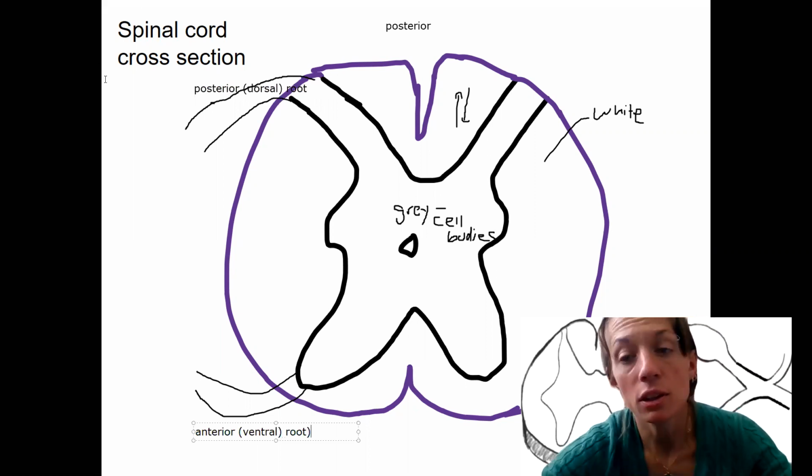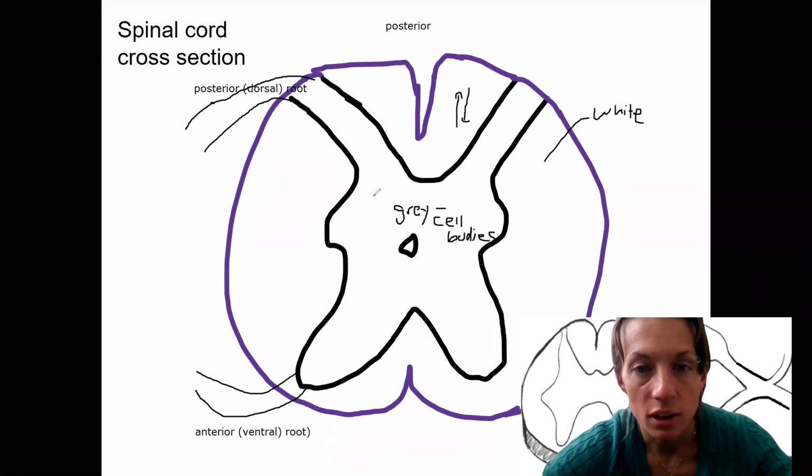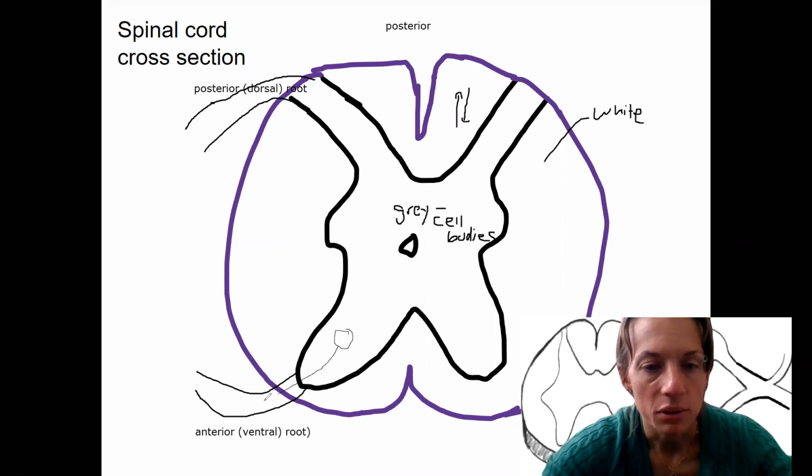Great. These roots contain the axons of neurons that come from the gray matter of the spinal cord. So I could have a neuron cell body right here. It's going to travel out this way. Can you see that multipolar neuron?